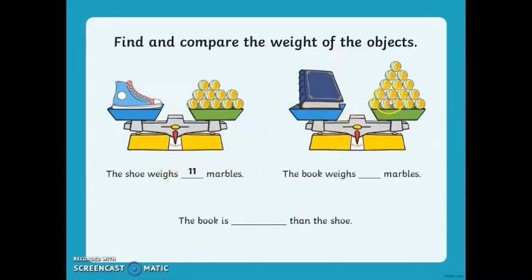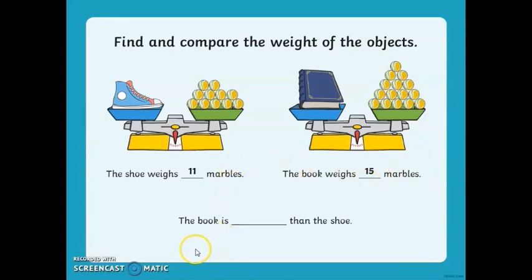Now, let's see how many marble balls they are equal in weight with the book. Would you like to count with me? They are more in number. Let's start. 1, 2, 3, 4, 5, 6, 7, 8, 9, 10, 11, 12, 13, 14, 15. We have 15 marbles for the book.